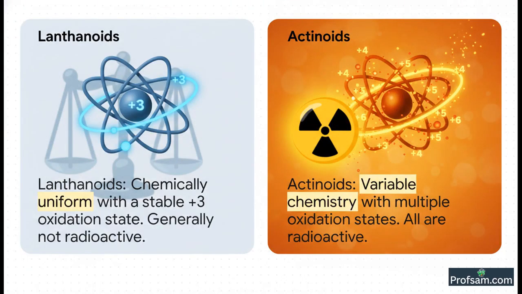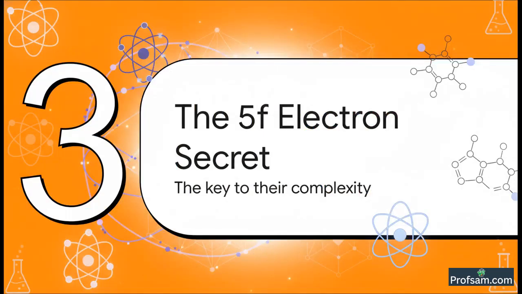Let's get a bit more specific now. You see, the lanthanoids show a very uniform chemistry. They almost always form a +3 oxidation state, and generally, they are not radioactive. But the actinoids, it's a completely different story. They show all sorts of variable chemistry with many possible oxidation states, and, this is important, all of them are radioactive, a complete contrast. So the big question is, what is the reason for this huge difference? Well, it all comes down to a single, fundamental property that explains all this complex behavior of the actinoids. Let us now examine what that is.